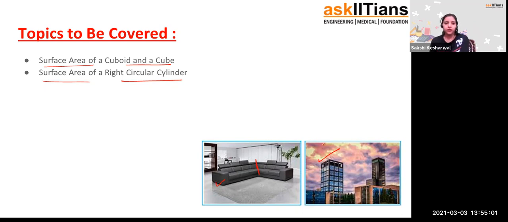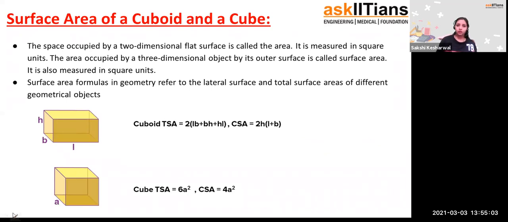So let's go a little bit fast. What are the surface area and the cube of a cuboid, right? If you take this, the space occupied by a two-dimensional flat surface is called an area, right? Can you see the sheet of paper? I think it is a little bit blurry, but right. So if you see this sheet of paper, the sheet of paper is a flat surface. So it consists of an area, right?